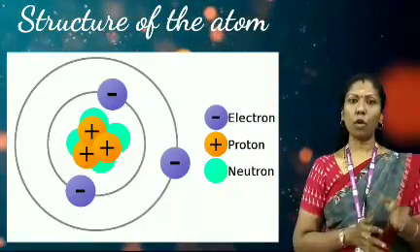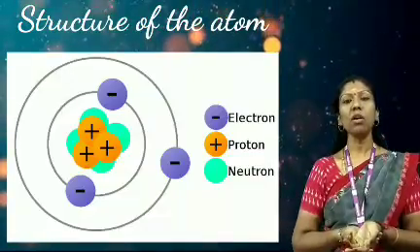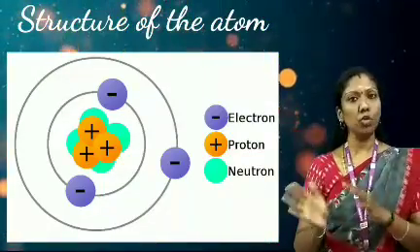Now the next one is, what is an electron? Since we have a positive particle, the proton, obviously we will have a negative particle also, because positive and negative will cancel and the atom will be neutral.